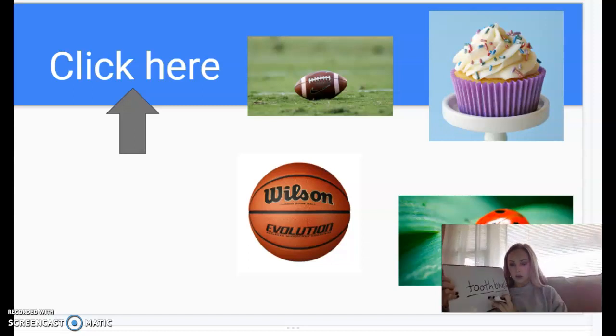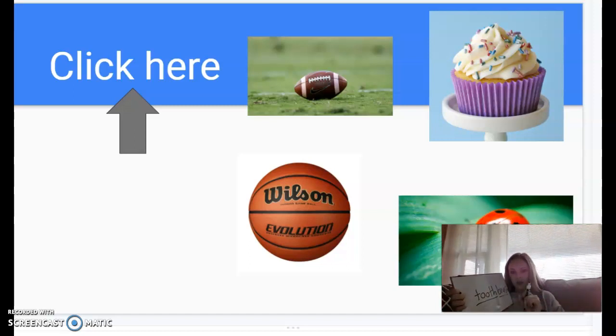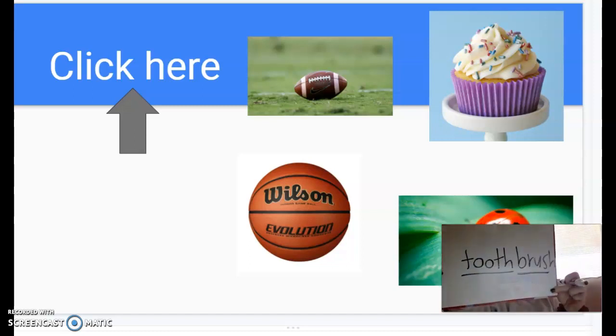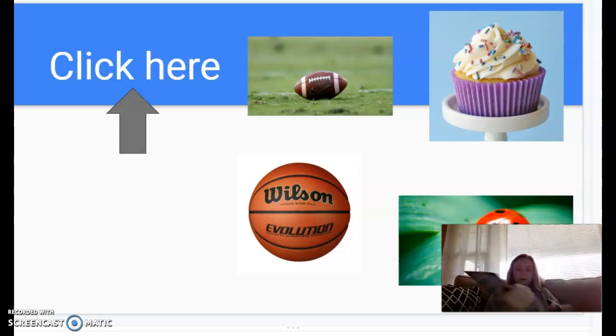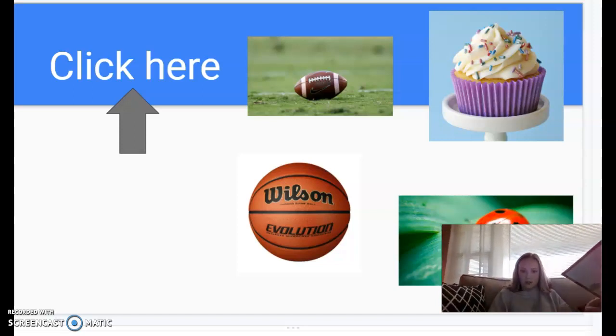So you guys are going to do this with your paper and pencil at home, but you're going to write the words that you see on the screen. So you're going to do this with football, cupcake, basketball, ladybug. And I want you to underline the two parts that you see. So you're going to write the word and then underline the two different smaller parts that you see. Then upload a picture of your work or text it to your teacher.